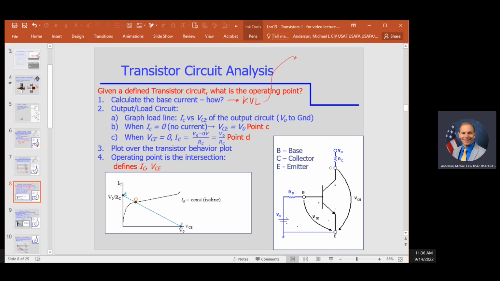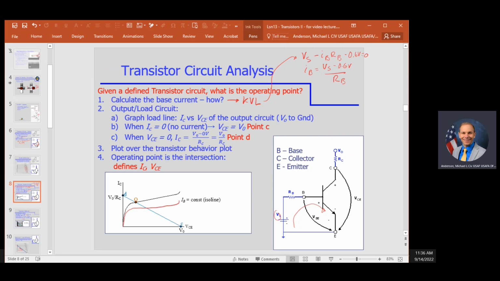This is the base circuit, the base to emitter circuit. We have this voltage source, Vs. We have a voltage drop across the resistor, so the base current times the base resistor. Then we have the VBE voltage drop, which we assume is 0.6 volts, and then that equals 0. So now we can easily solve for the base current: IB is going to be Vs minus 0.6 volts divided by the base resistor. And once we know that, we can select which isoline this might be on.